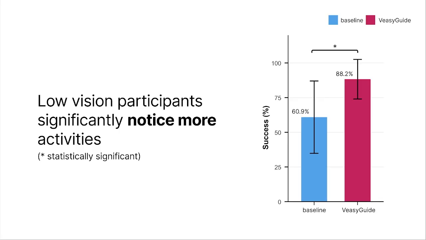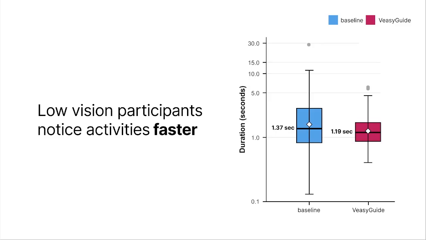And here are some of the results. So the first thing is that VeasyGuide significantly allows low vision people to notice more activities. So from a 16.9% accuracy, we go up to 88.2%. So this is a significant improvement. And they do that with faster times. So we have a median of 1.37 seconds using the baseline, so no VeasyGuide, compared to 1.19 seconds with VeasyGuide. So we can make it faster as well.